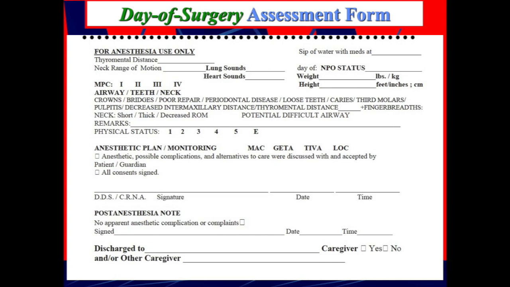At the end of the procedure, I write a post-anesthesia note. The big thing is to check this box. If you don't have this in your paperwork, make sure you do this before you discharge the patient. And that box is for the line that says, no apparent anesthetic complications or complaints. If the patient's complaining of nausea, pain, whatever, address it before you send them out of the office to go back to their home. Then sign it, date it, and time it.